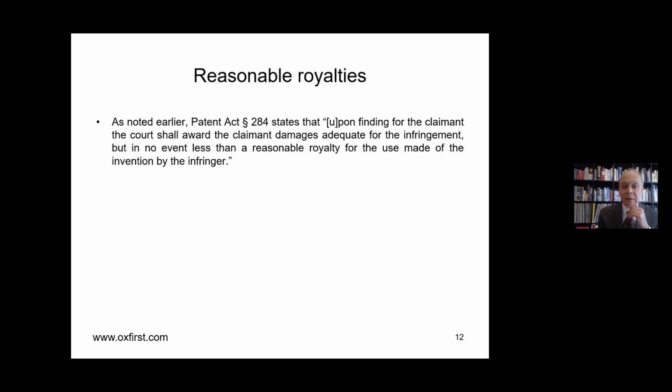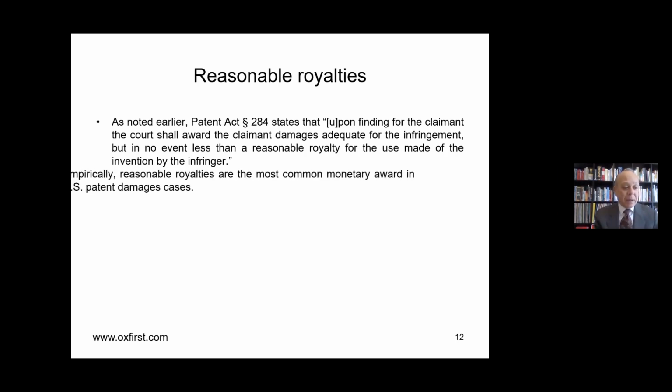Upon finding for the claimant, the court shall award the claimant damages adequate for the infringement, but in no event less than a reasonable royalty. And empirically, reasonable royalties are the most common form of monetary compensation for patent infringement in the United States. Well over half of the cases result in reasonable royalties. Lost profits would be somewhere in maybe the 20 to 30% range at the most.